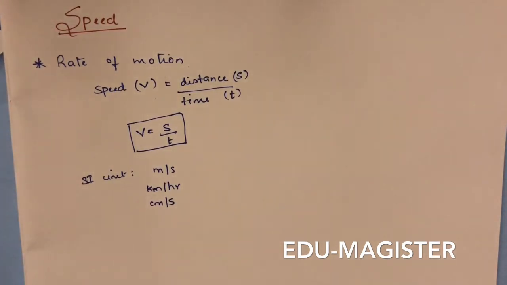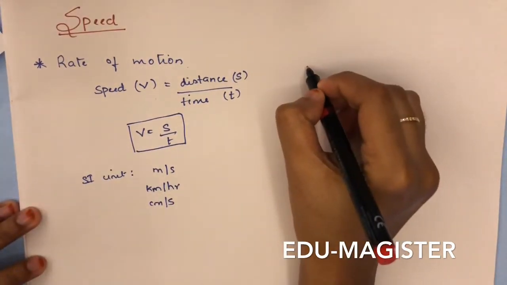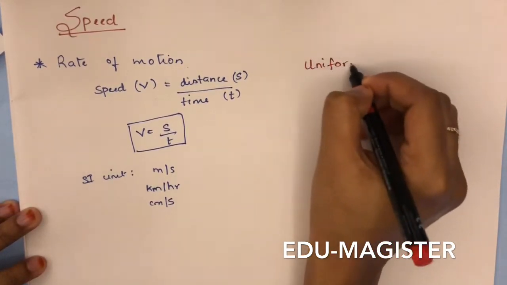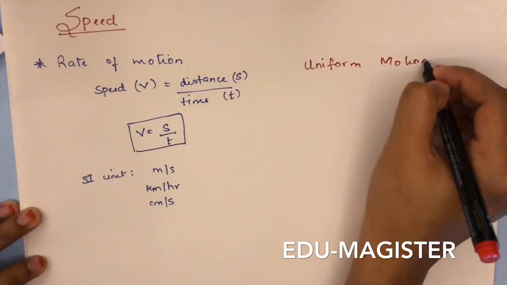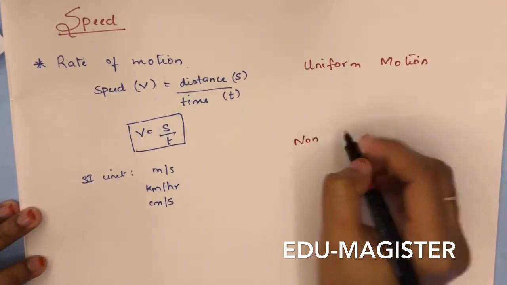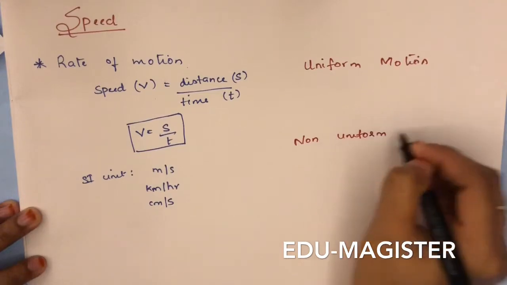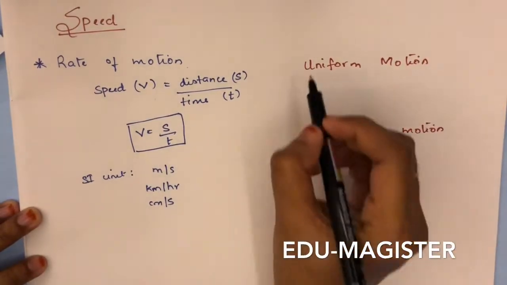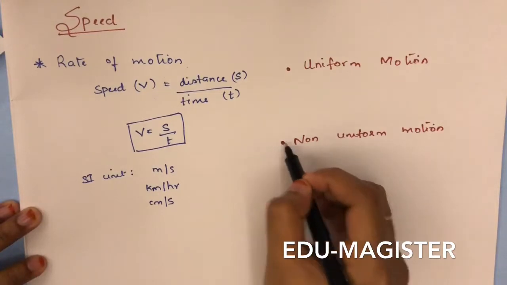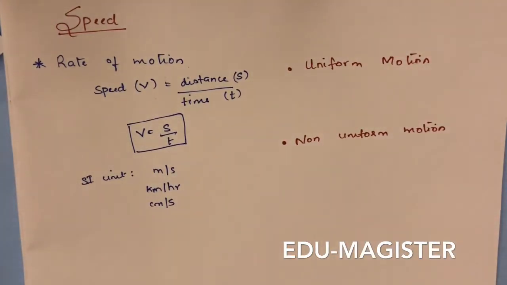Now, in most cases, speed might not be a constant value. That is, in most real life examples, the motion might be a non-uniform motion. So before we proceed, we need to know what is meant by uniform motion and non-uniform motion. The name itself suggests, right, what is uniform motion and non-uniform motion?